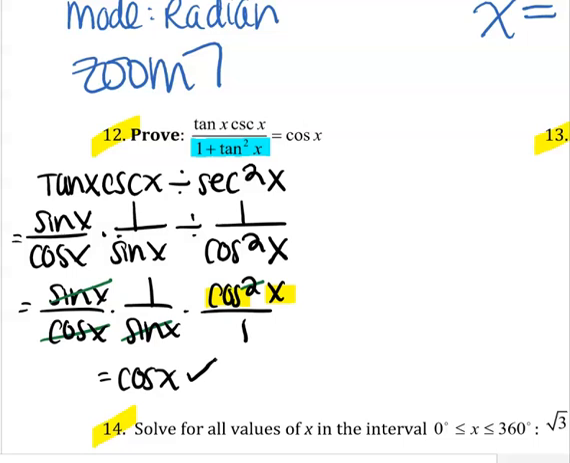Done. So again, look at my strategies. I found this identity, I wrote the division out horizontally, I did sines and cosines, and then I did keep, change, flip. Okay, I looked for stuff that canceled, and then I'm good to go.